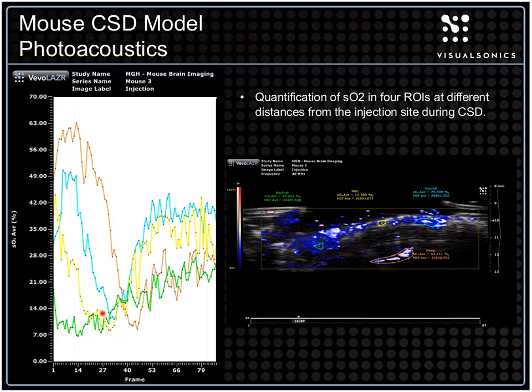In deeper areas, indeed subcortical areas, you can see these changes occur even later. So we can then have this time course, and this again is the real-time imaging aspect. Now we've got this time course for the vascular effects that are associated with this induced model of cortical spreading depression.